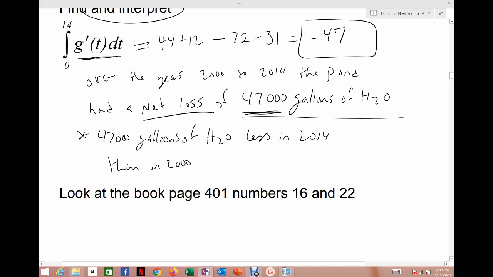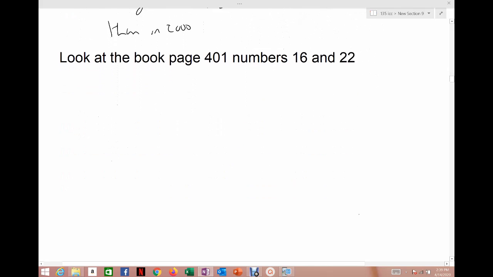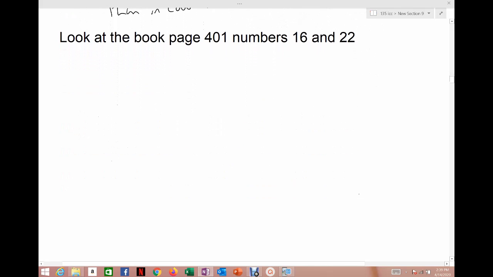Now I'm going to look at a couple of examples from the book, just getting you used to the idea of interpreting the area. That's a big part of the fundamental theorem of calculus. We can now find the area under the curve. Given a rate of change function, you should understand what that area is finding. That's what we're going to be doing in applications. Problems 16 and 22 are just interpreting area.